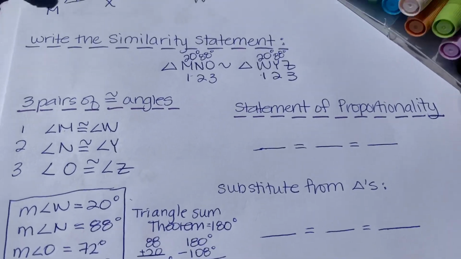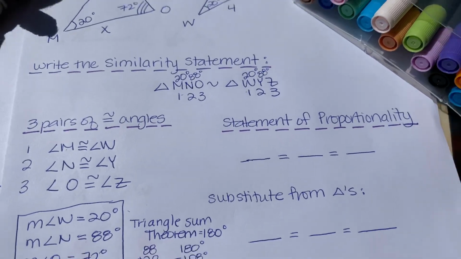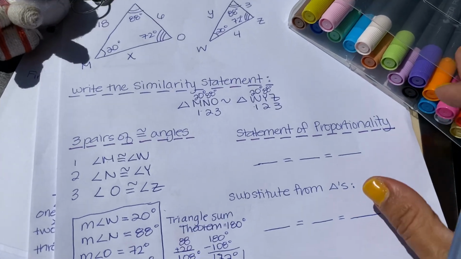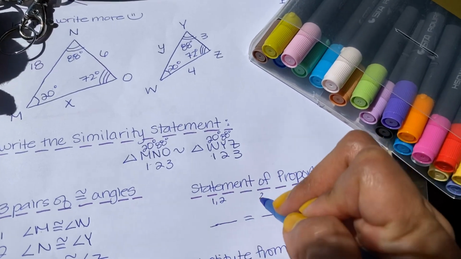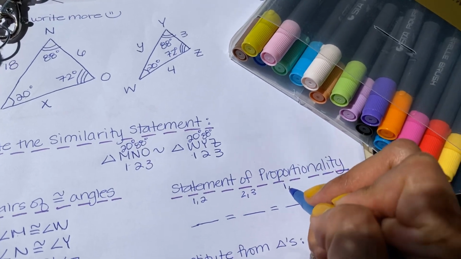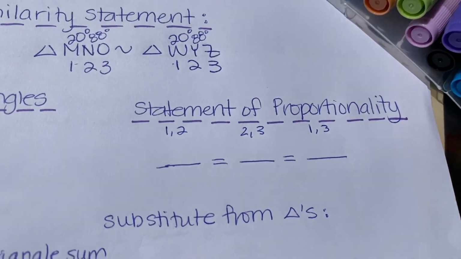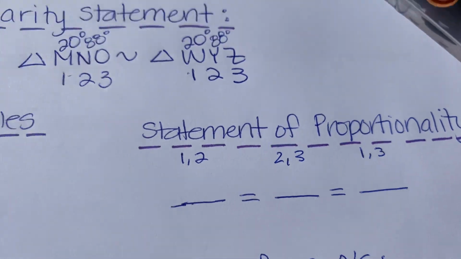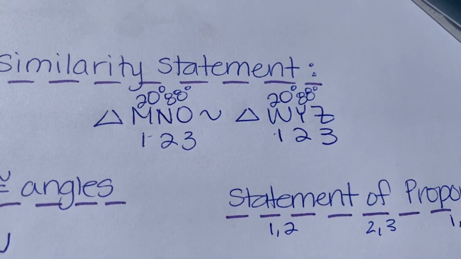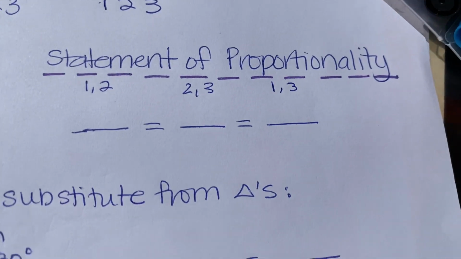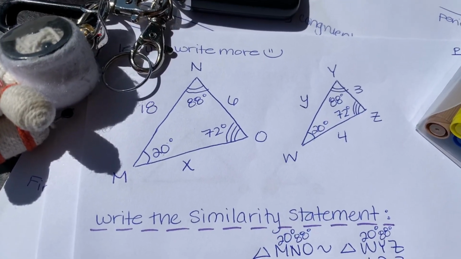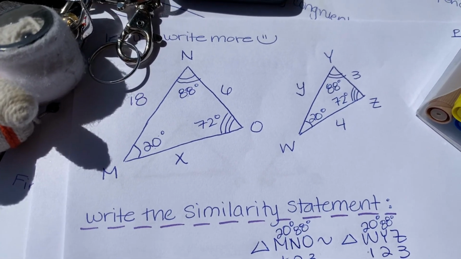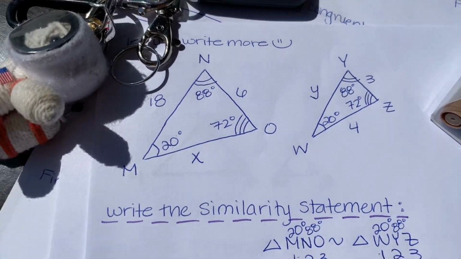Okay, statement of proportionality. Remember, you can do the first and the second vertex, the second and the third vertex, the first and the third vertex, right? So if this is your 1, 2, 3, 1, 2, 3, that's how you pair them up. Now, you just have to decide, do you want to go small, big, or big, small? We went big, small on the first example, so let's go small, big.